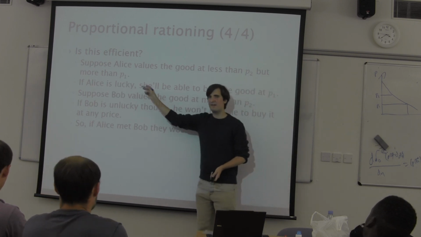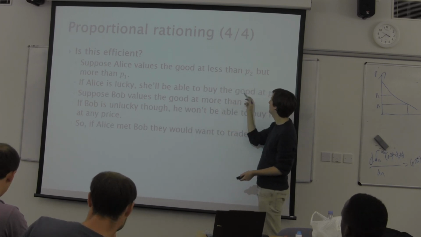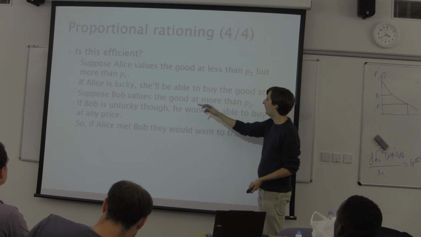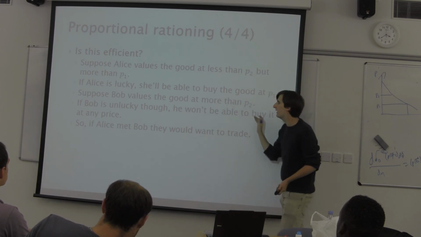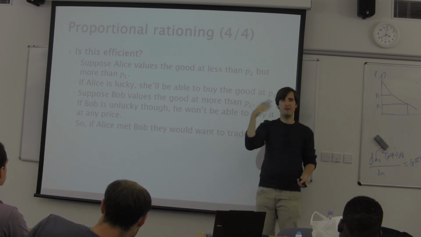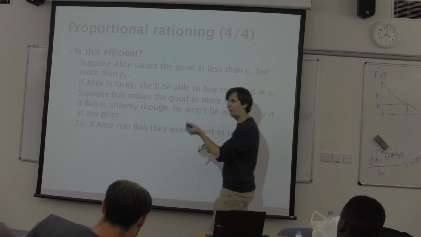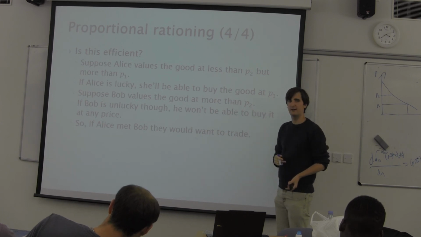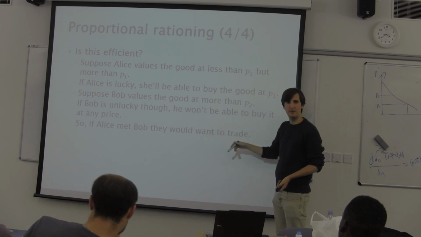If Alice wakes up very early in the morning, she's lucky, she gets a good draw, she's able to buy the good at the cheap price. But maybe Bob values the good at more than P2, more than the high price even. But maybe Bob's really unlucky, and he wakes up very late. Then, by the time Bob wakes up, firm 1 is sold out, and maybe firm 2 is sold out as well. So Bob would like to pay Alice to buy the good.